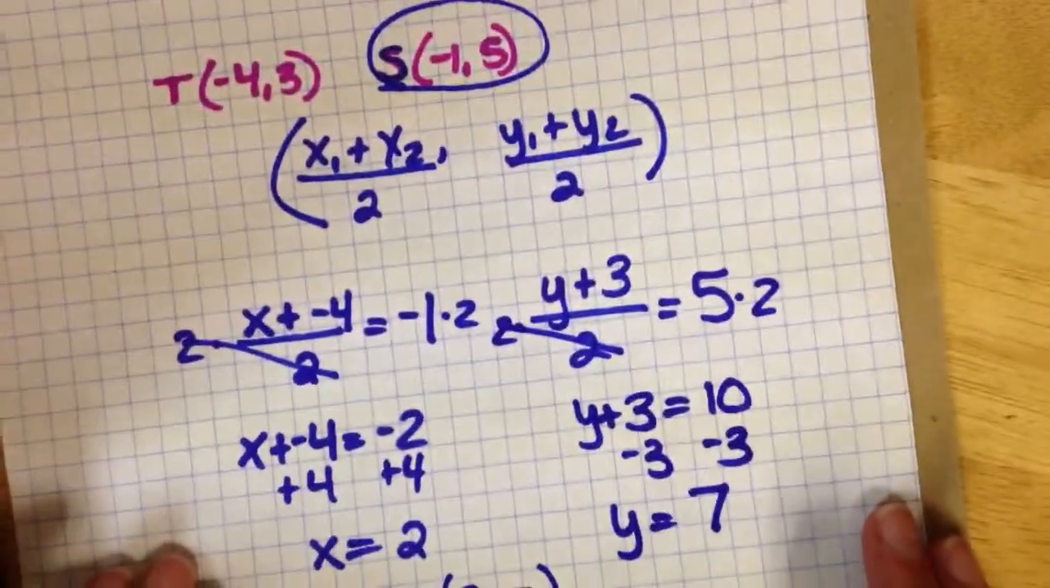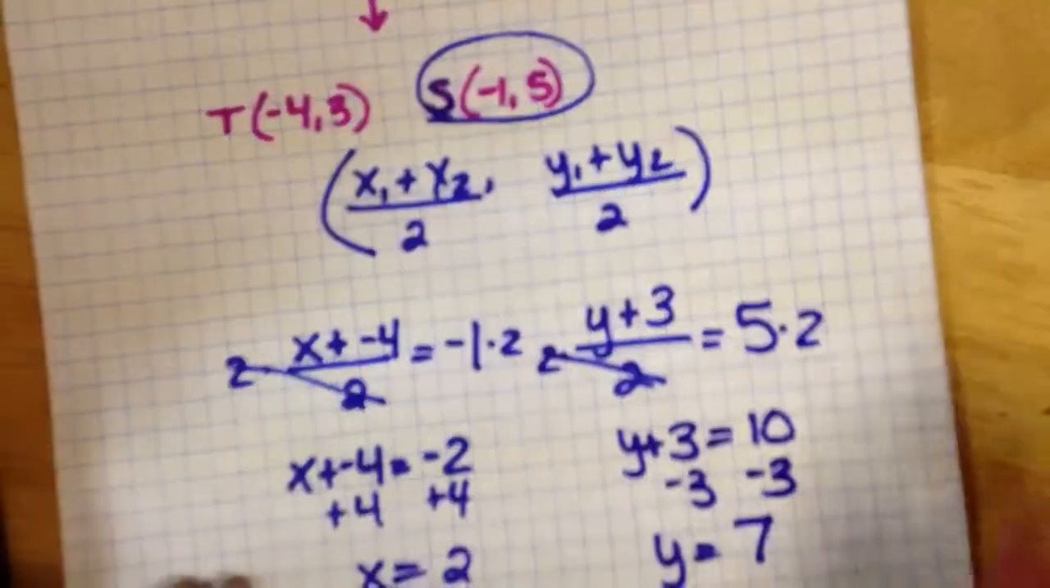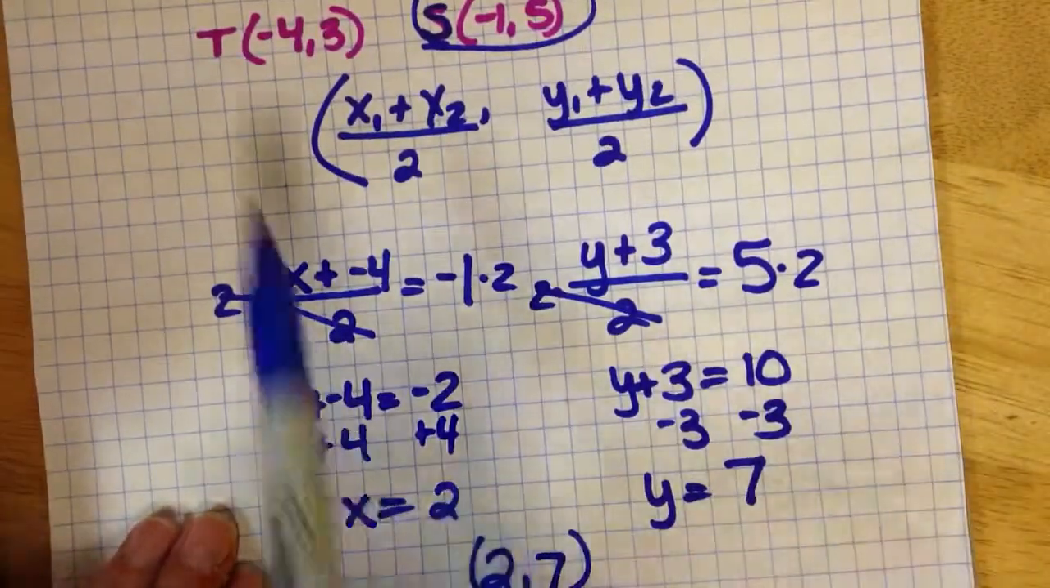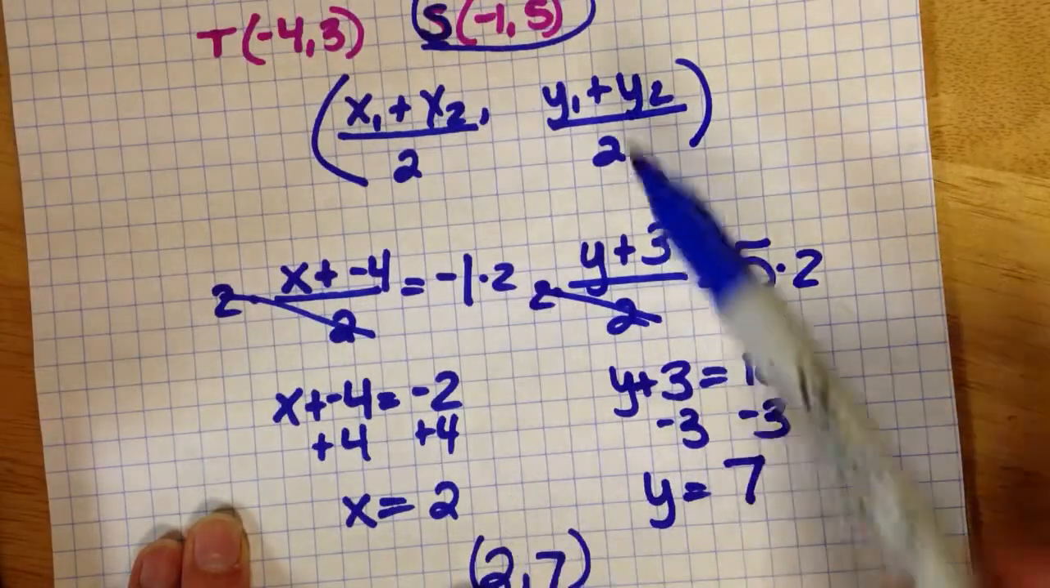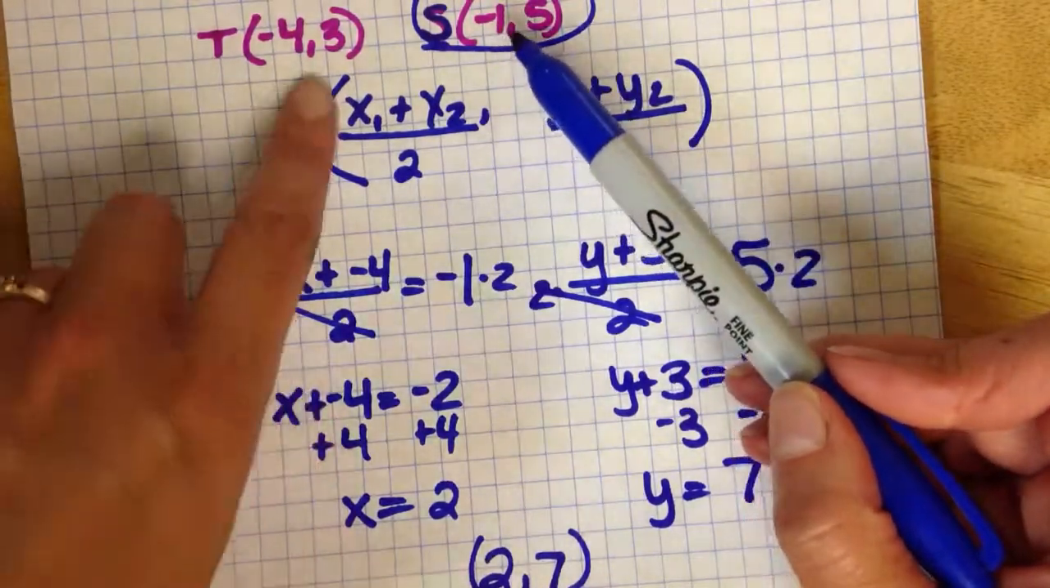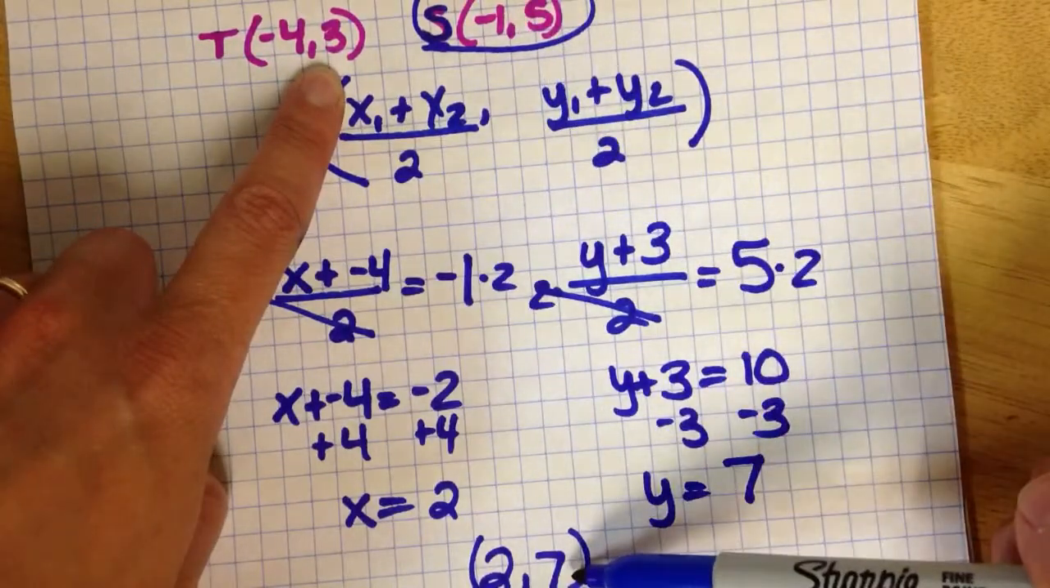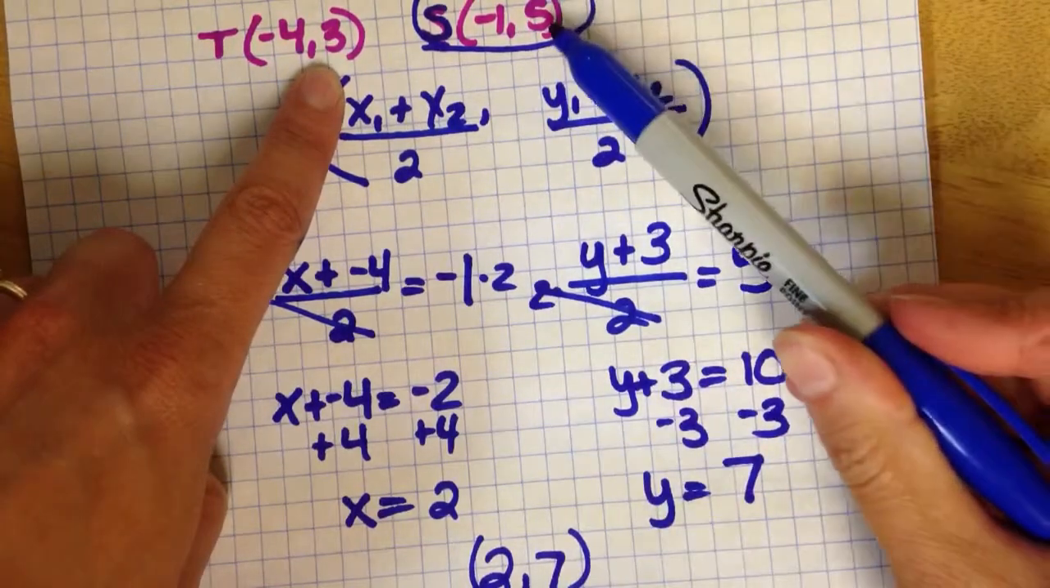So if I went back up, let me try to get this all on one page. Here we go. -4 plus 2, divided by 2, should give me -1. And then 3 plus 7, divided by 2, will give me 5.